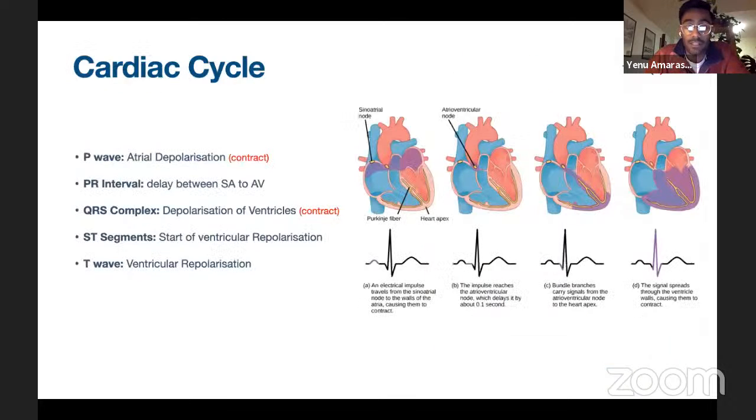Then you have the QRS complex. This shows or explains the depolarization of the ventricles. Again, this means contraction of the ventricles. This helps with ejection of the blood, either oxygenated or deoxygenated, to the lungs or to the rest of the body. And then finally, you have the ST segment, which is the start of the S wave and towards the end of the T wave. So this shows the ventricular repolarization, or in other words, the relaxation of the ventricles. And this is commonly shown by the T wave.